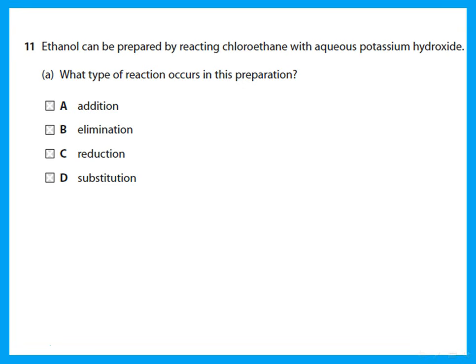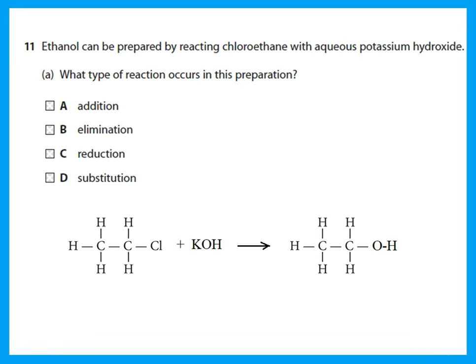Ethanol can be prepared by reacting chloroethane with potassium hydroxide. What type of reaction is this? Well, let's take a look. Chloroethane is a halogenoalkane. I react it with potassium hydroxide. What is happening is the chlorine is replaced with an OH. The type of reaction there is called a substitution reaction.